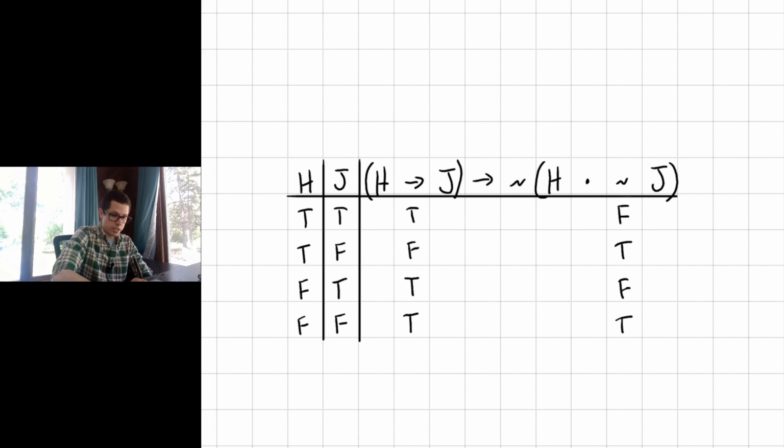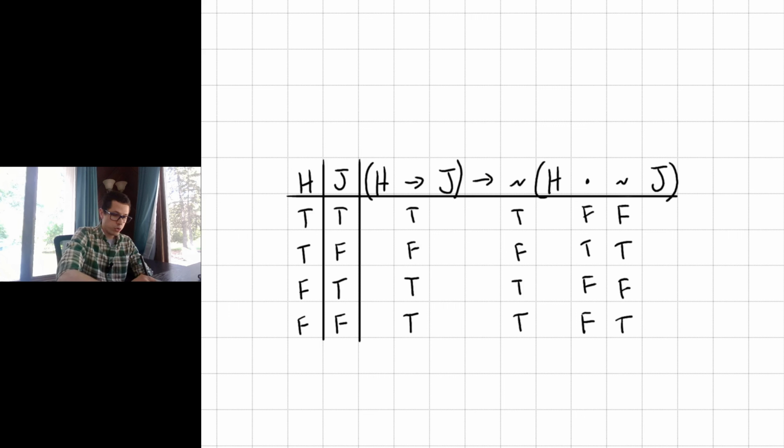True and false is false. True and true is true. False and false is false. False and true is false. And now that we have that conjunction, we can go ahead and evaluate this negation, which will evaluate to true, false, true, true. And now that we have everything that we need, we can evaluate this conditional.